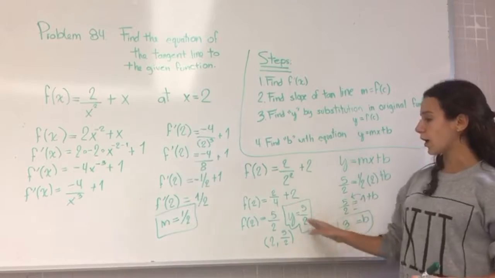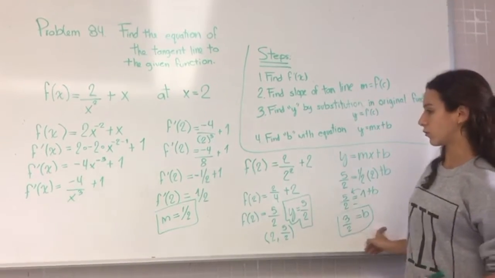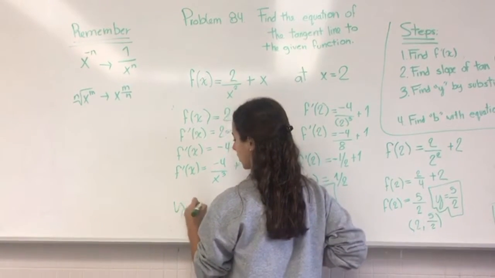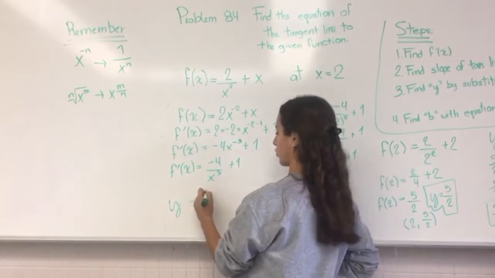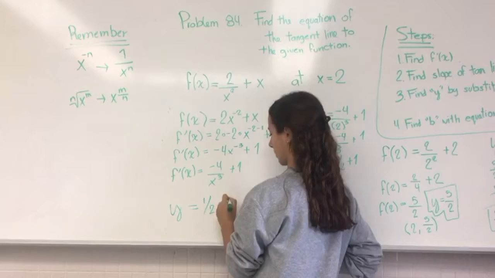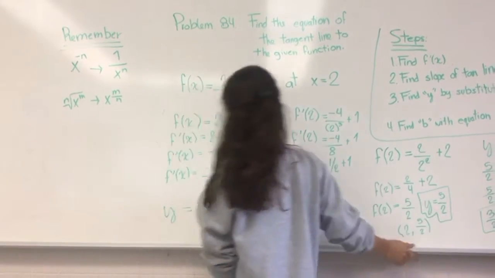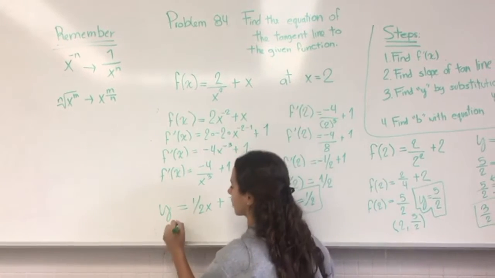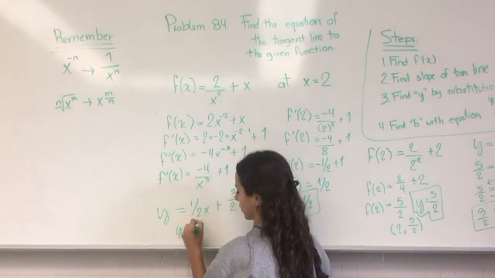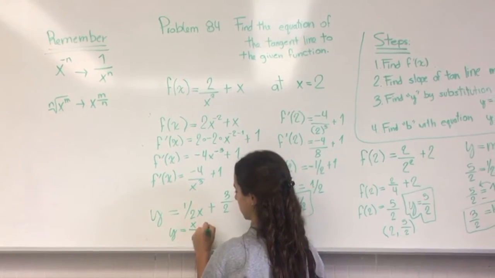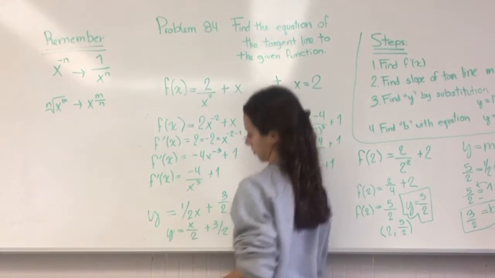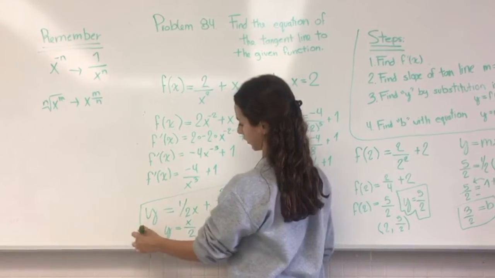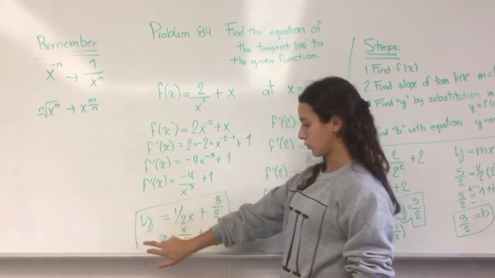And so you have your y, your m, your b, and for the final answer you just plug into the equation y equals 1/2 x plus your b, which will be 3/2, and you can also rewrite it like y equals x/2 plus 3/2. This is your final answer. It could be like this or like this.